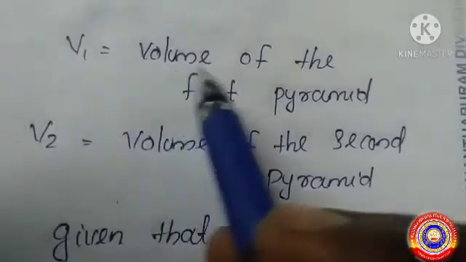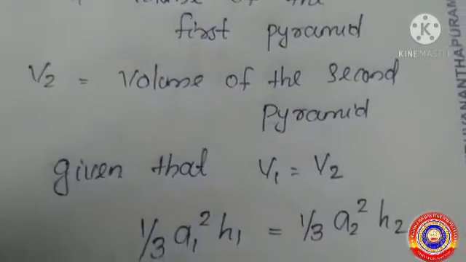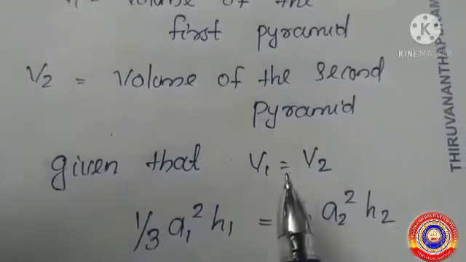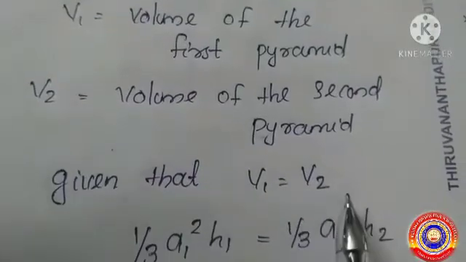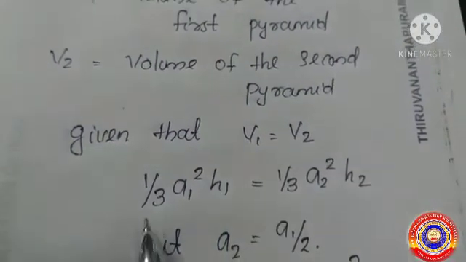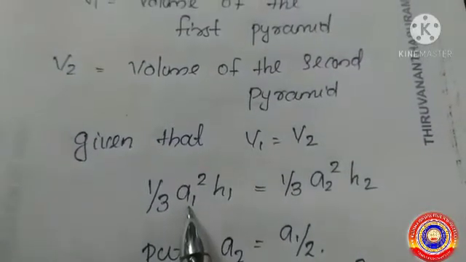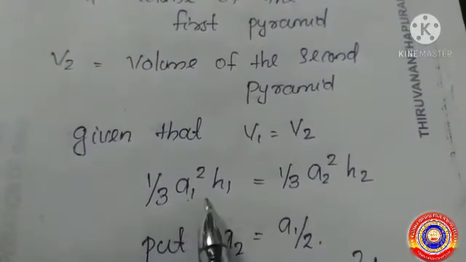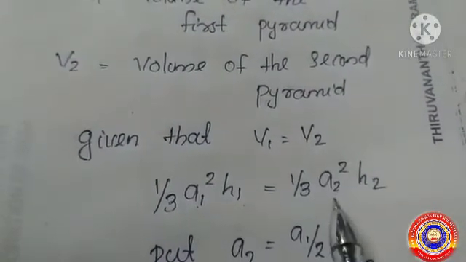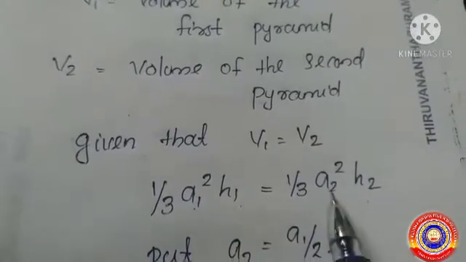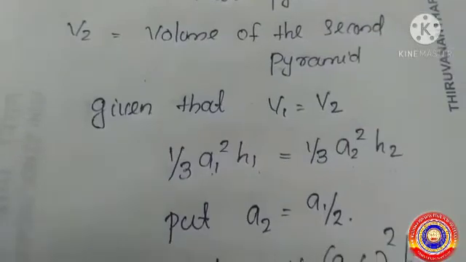Let V1 equal the volume of the first pyramid, V2 equal the volume of the second pyramid. Given that V1 equals V2, both the square pyramids have the same volume. So we can write V1 equals 1 by 3 A1 square H1, where A1 and H1 are the base edge and height of the first pyramid. V2 is equal to 1 by 3 A2 square H2. Here A2 and H2 are the base edge and height of the second pyramid.